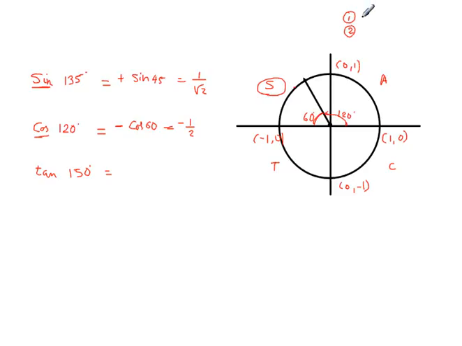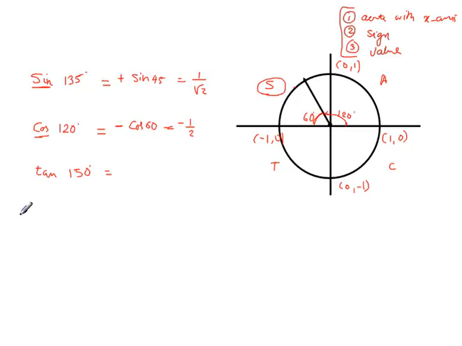So, draw the angle, get the acute angle with the x-axis, put the sign according to All Silver Teacups, read the table and put the value. Three steps you follow, you'll get all the answers.